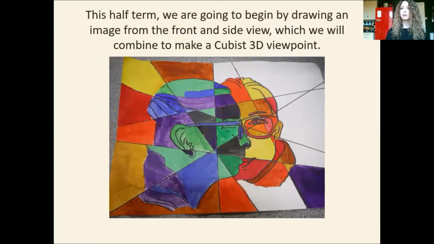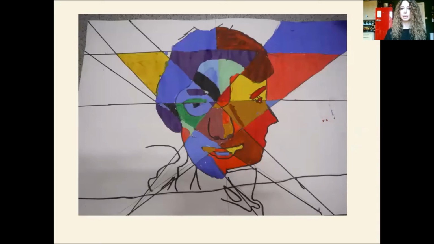This half term, we are going to begin by drawing an image from the front and the side view, which we will combine later to make a cubist 3D viewpoint. This is a picture from several years ago that somebody did in year 6. Beginnings of a picture from somebody else in year 6.